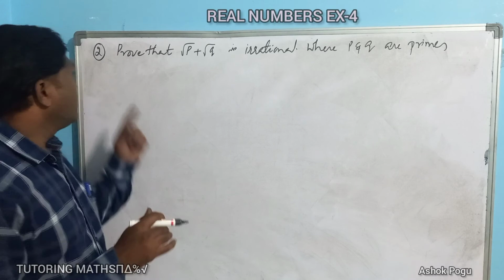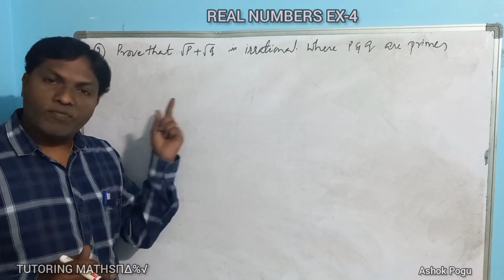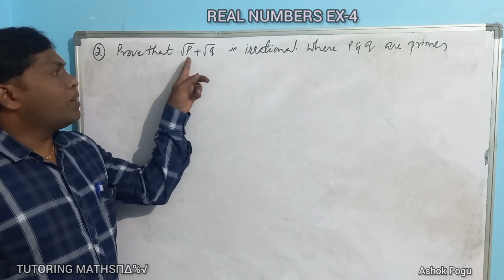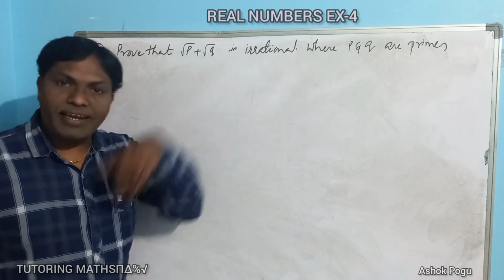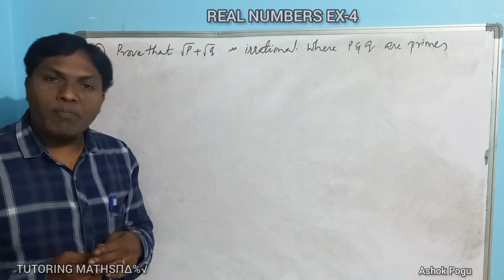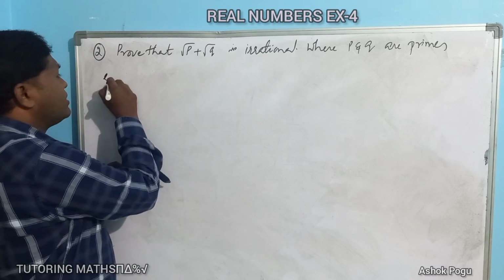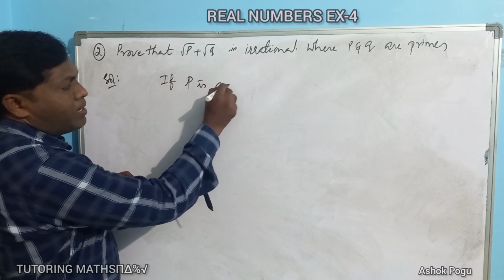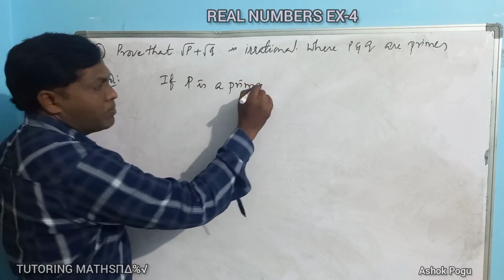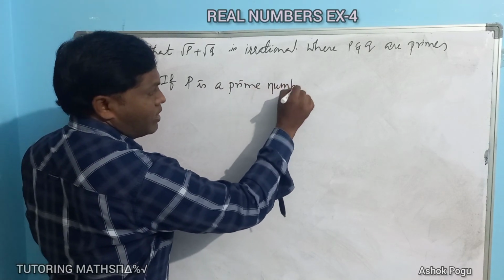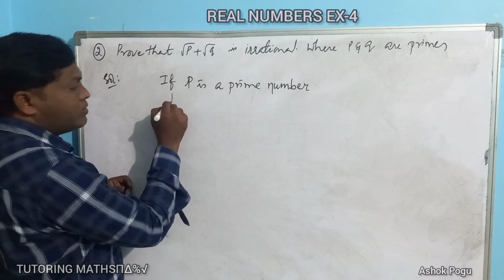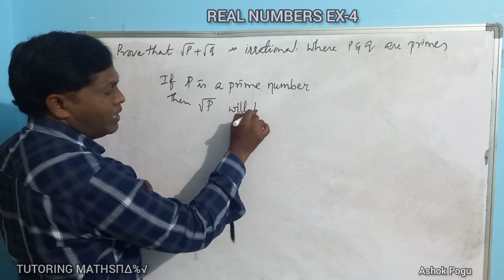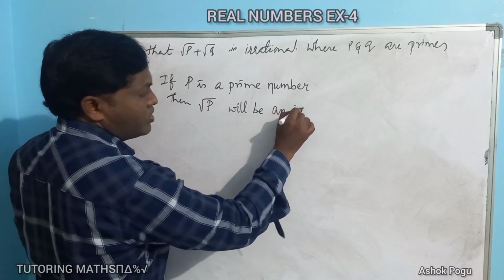Let us see the last question, that is the second question of the fourth exercise, my dear students. We have to prove that root p plus root q is an irrational number, where p and q are prime numbers. Let us see. If p is a prime number, then root p will be an irrational.